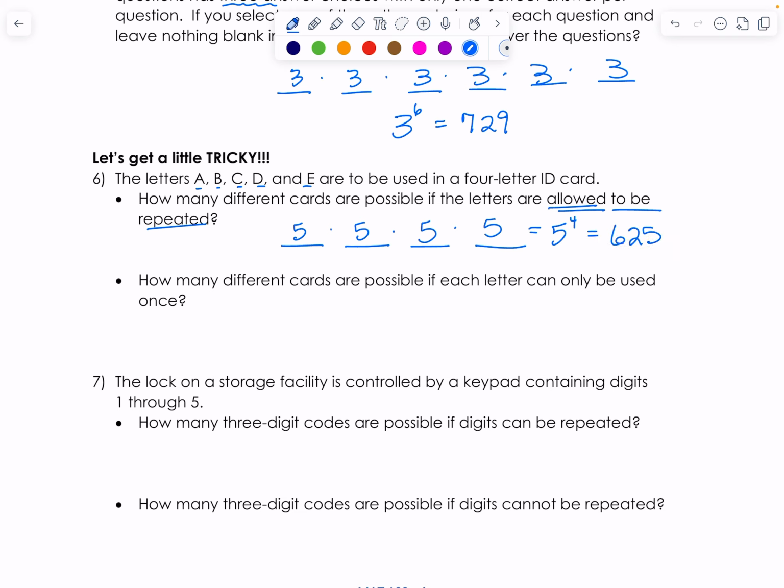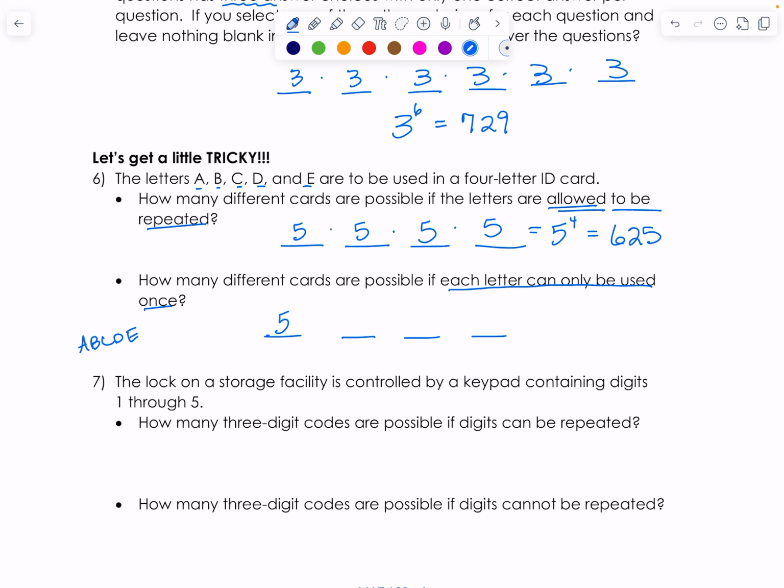625 different ID cards. Okay. Now, let's say that you can't repeat it. Each letter can only be used once. So now we still have my 4 ID cards. And we have A, B, C, D, or E that we can choose from. Notice the very first one, I've got all of these I can choose from. So I get 5 choices.